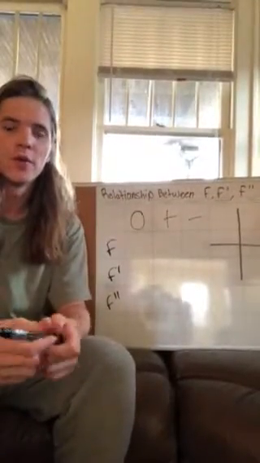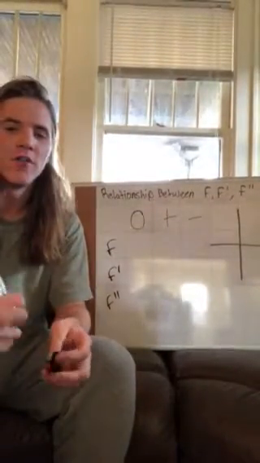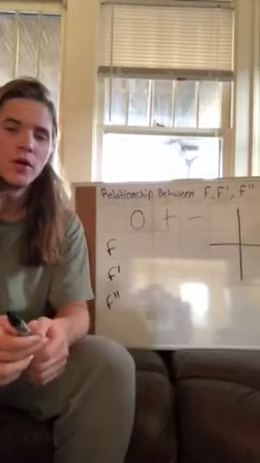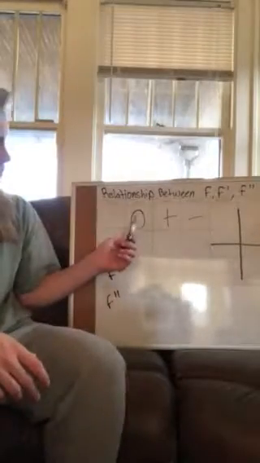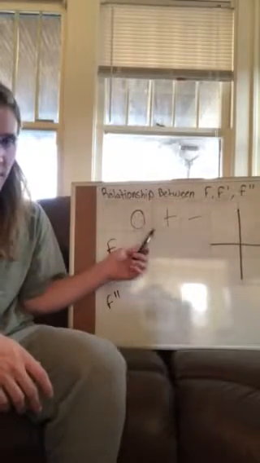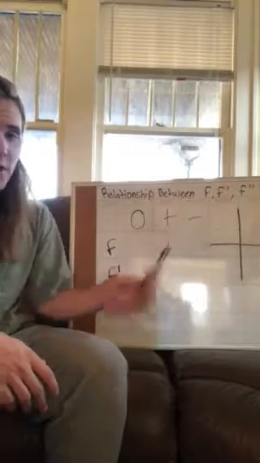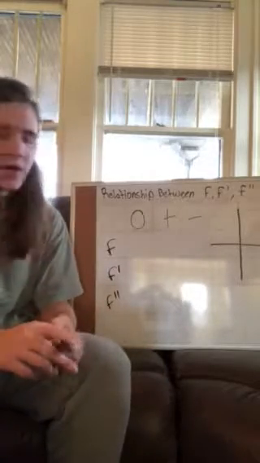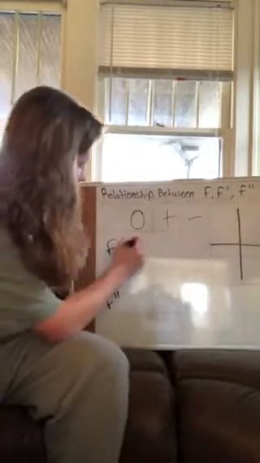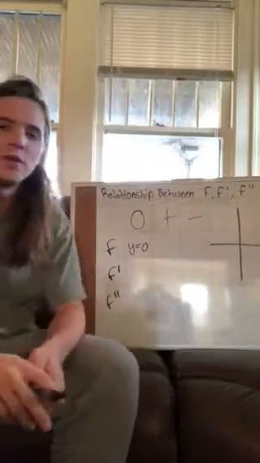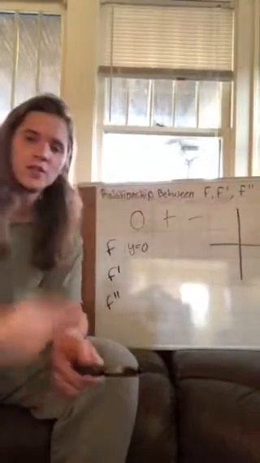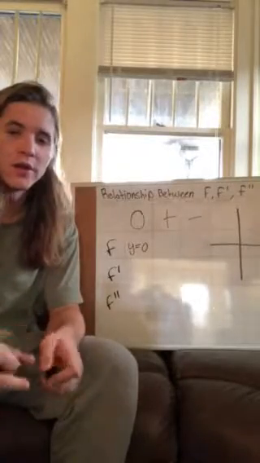So this is my video about the relationship between f, f prime, and f double prime. First off, we're going to start with what f is equal to at 0, when f is positive, and when f is negative as well. So when f is equal to 0, it's actually saying that y is equal to 0. So that means anytime along the y-axis, the answer will be 0.